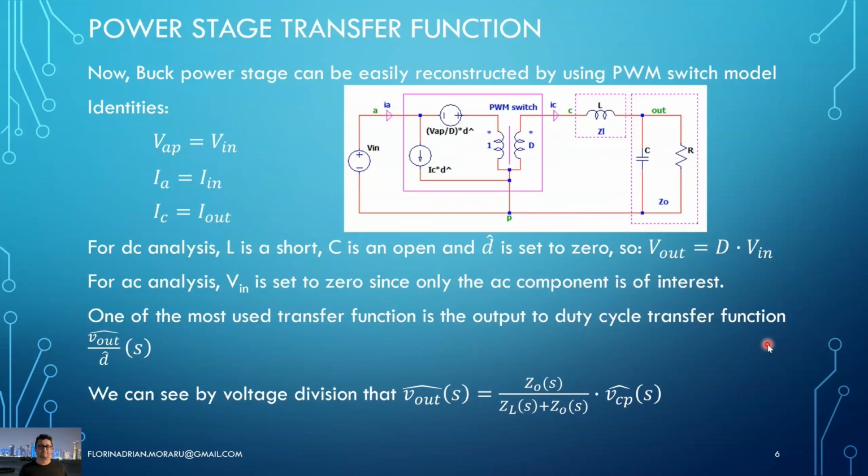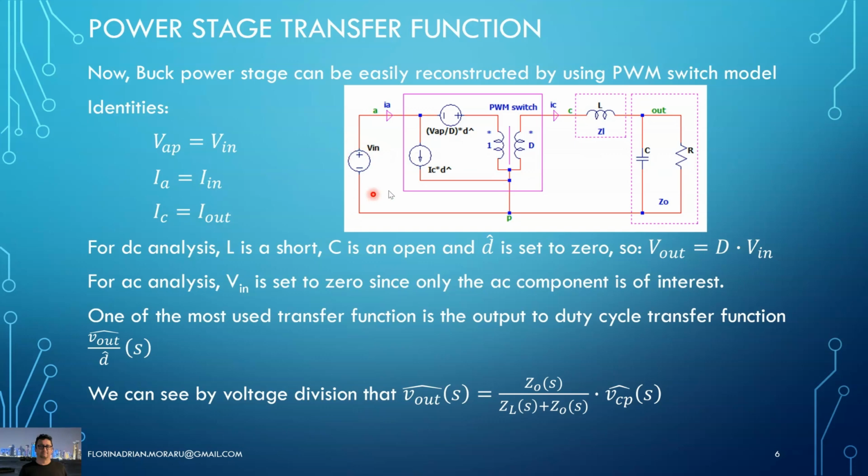Now, let's reconstruct our buck converter, and it's pretty easy to do this. Instead of our switching network, we are replacing it with the model of the PWM switch. So we have the two dependent voltage and current sources, and we have the ideal transformer with this 1 to D duty cycle. And then we have the inductor, the output capacitor, and the load, which is depicted here.